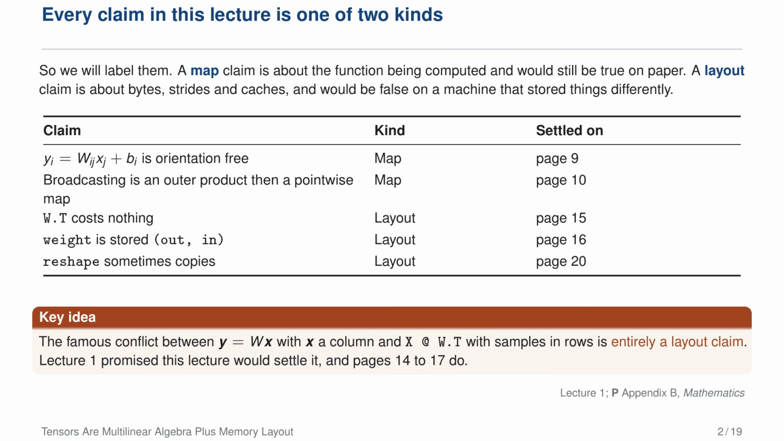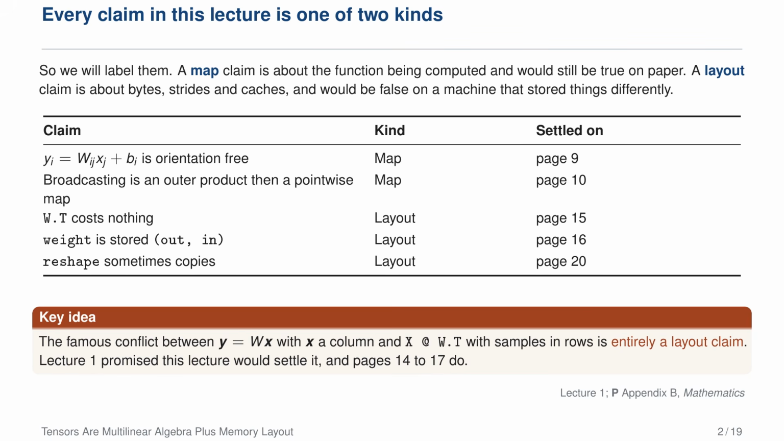I will call a statement a map claim when it is about the function being computed, so it would still be true written out on paper. I will call it a layout claim when it is about bytes, strides, and caches, so it would be false on a machine that stored things differently. Here is the ledger for today. That index notation is orientation-free is a map claim. That broadcasting is an outer product followed by a pointwise operation is a map claim. That the transpose costs nothing is a layout claim. That the weight is stored with outputs first is a layout claim. That reshape sometimes copies is a layout claim.